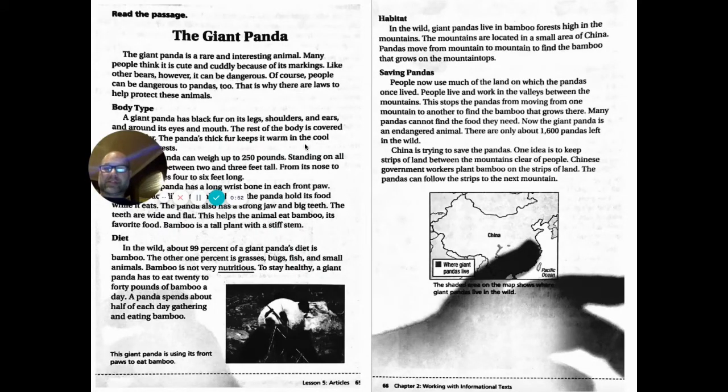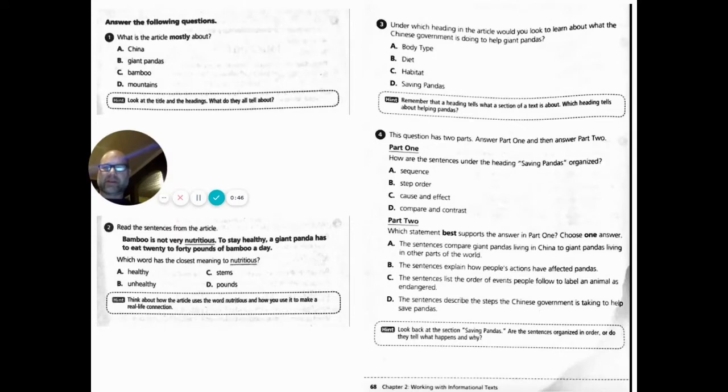The title is The Giant Panda, and then you've got body type, diet, habitat, and saving the pandas. What does each one of those have to do with? Do they have to do with China? Do they have to do with giant pandas? Do they have to do with bamboo? Or do they have to do with mountains? Now, every single one of those has to do with the same thing.